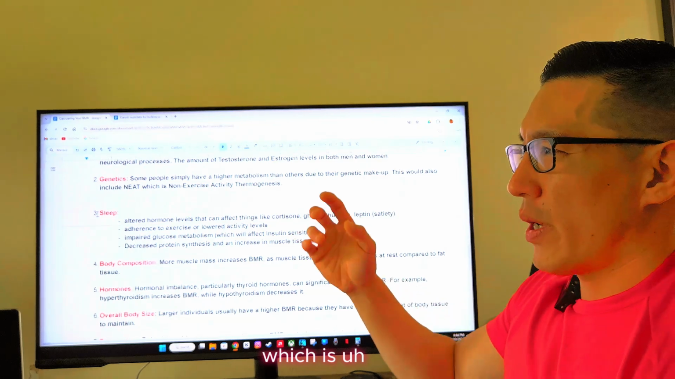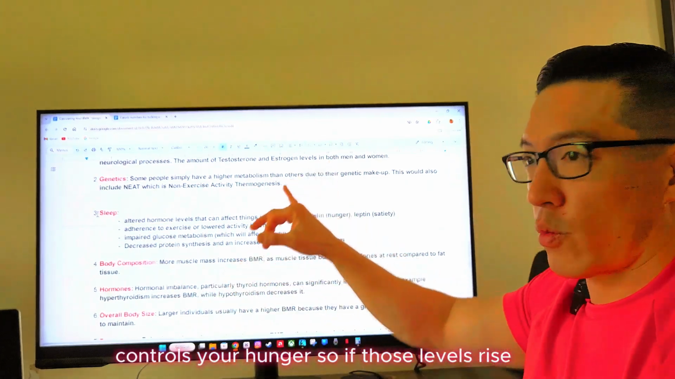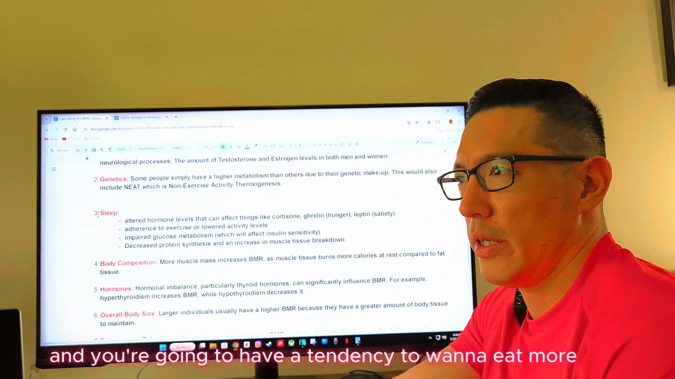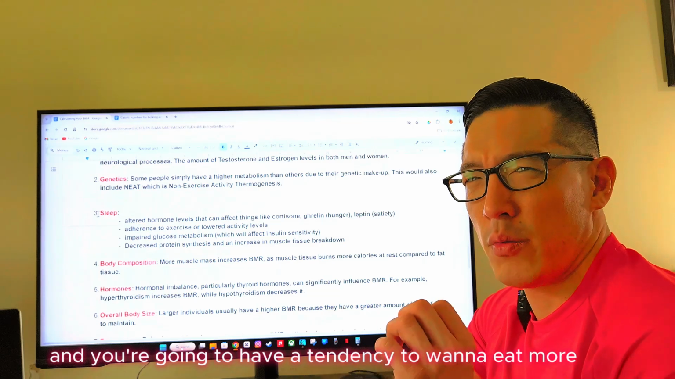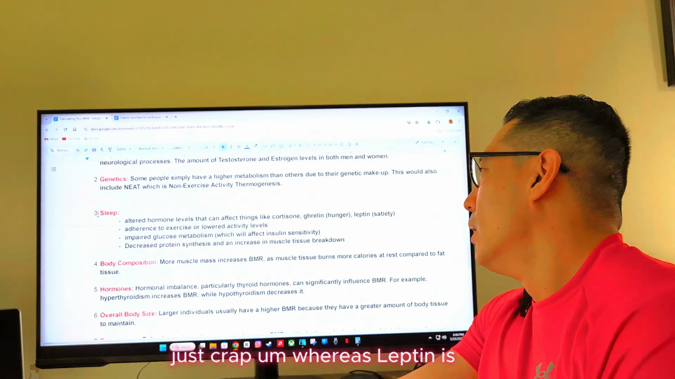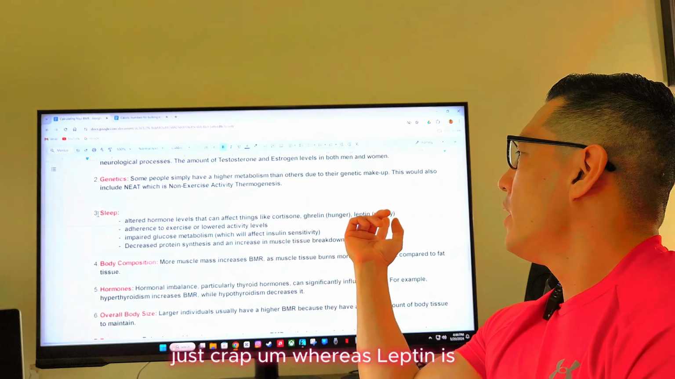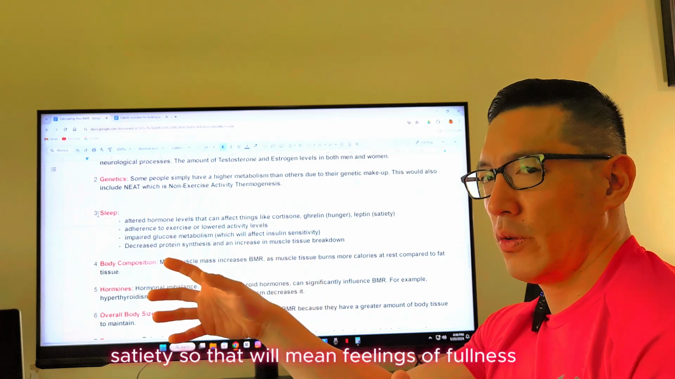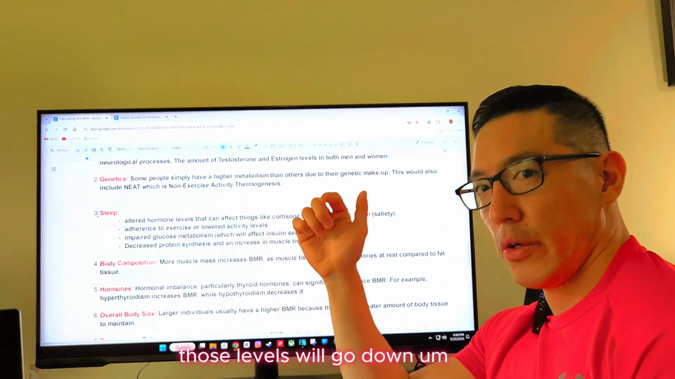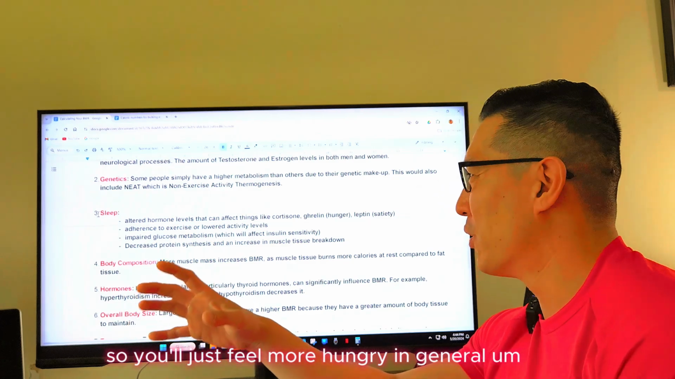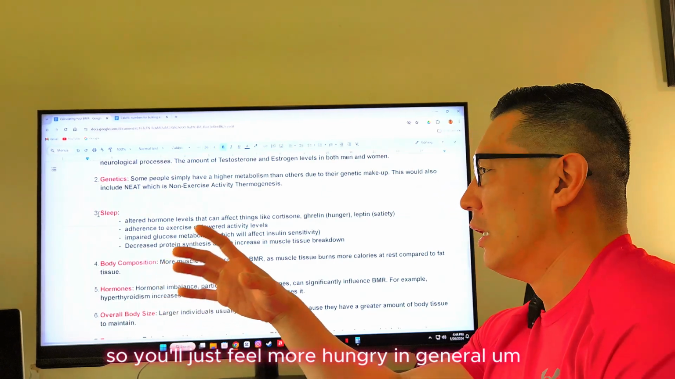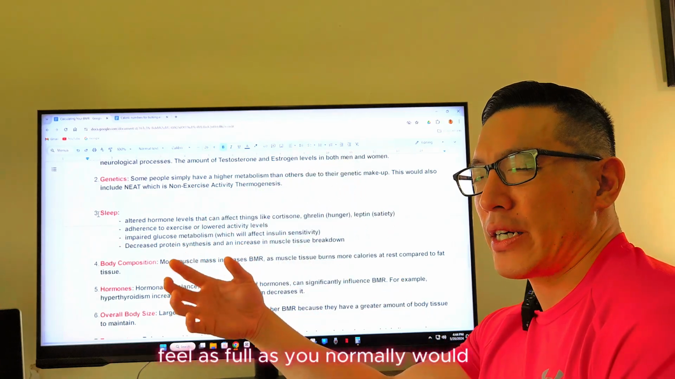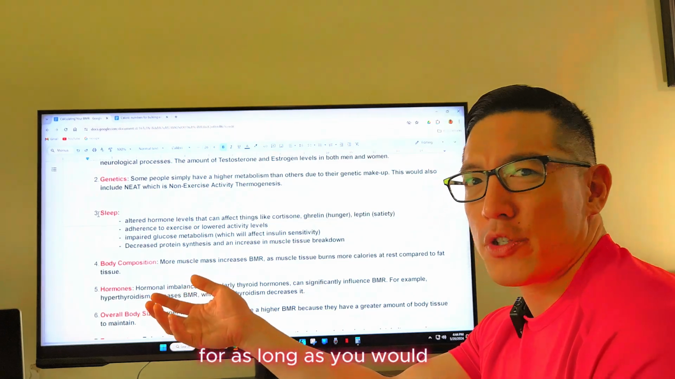ghrelin, which controls your hunger. So if those levels rise, you're just going to be hungrier in general, and you're going to have a tendency to want to eat more just crap. Whereas leptin is satiety, so that would mean feelings of fullness. Those levels will go down. So you'll just feel more hungry in general. And when you do eat, you're just not going to feel as full as you normally would for as long as you would.